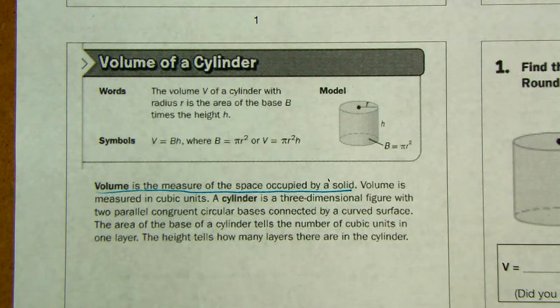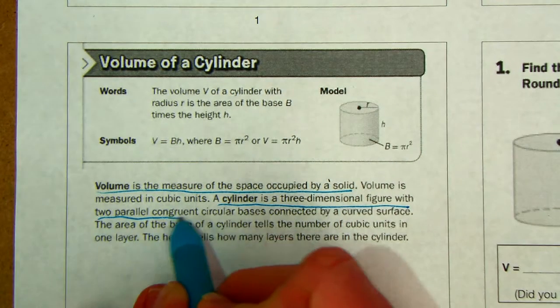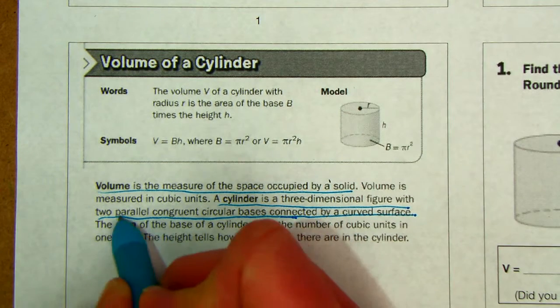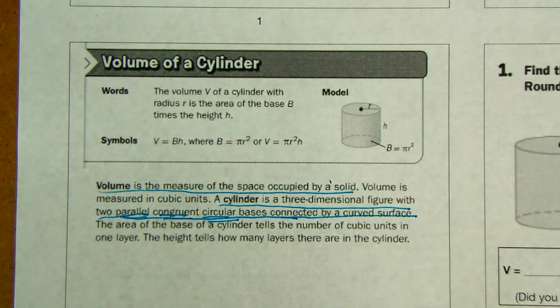That's why it's hard to draw volume figures, because drawing on a plane, you're trying to make it look three-dimensional. A cylinder specifically is a three-dimensional figure with 2 parallel congruent circular bases connected by a curved surface. They have 2 circles. They are parallel. They are congruent. The height tells me how many layers there are, so you find the area of the circle and then multiply it by the height.